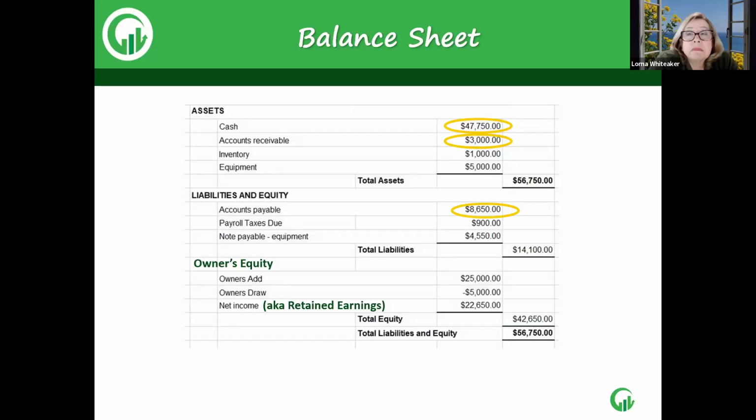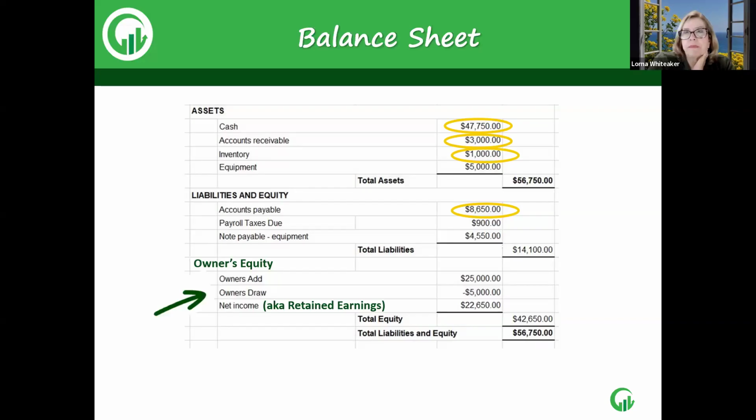Accounts payable. What do I owe? How much do I owe? Who do I owe it to? If I owe for my inventory and I need inventory, I may not be able to buy more inventory. Okay? I may not be able to buy it because I haven't paid it. So pay attention to these.